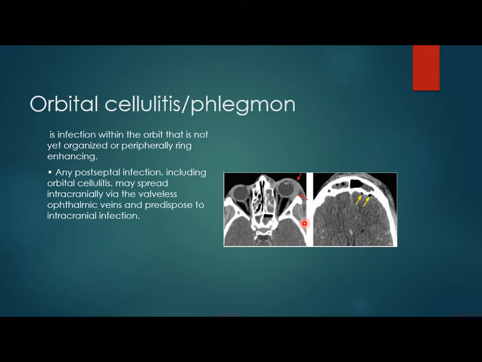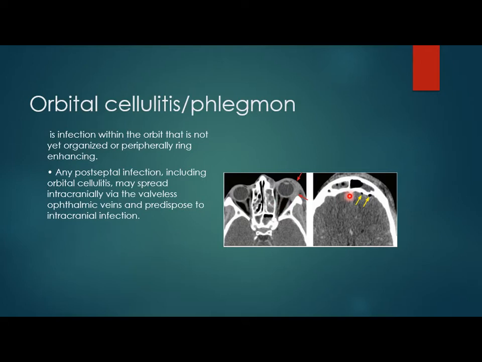First, we have a topic of infection. The infections most commonly arise from the infections of the paranasal sinuses, or from the trauma or foreign body, or from the tooth, for example, odontogenic infection. Orbital cellulitis, phlegmon. Here, there's infection within the orbit that is not organized or ring enhancing. This is important. Why? Because it may extend intracranially via the ophthalmic vein.